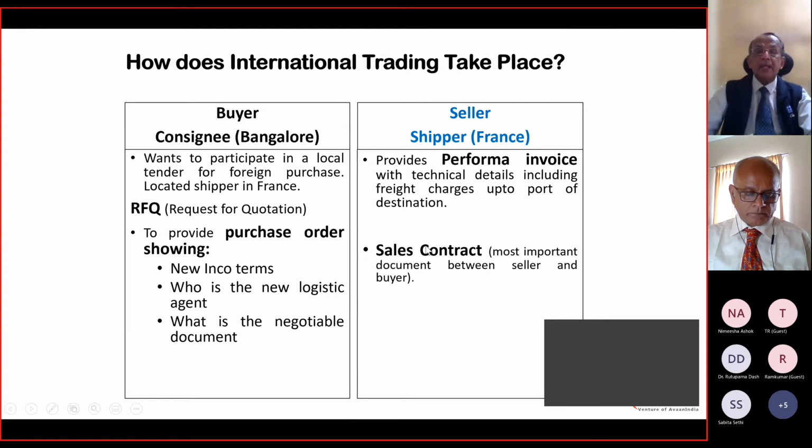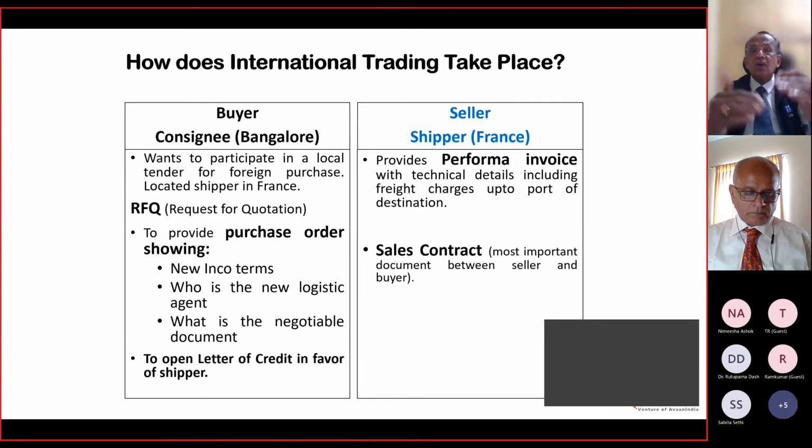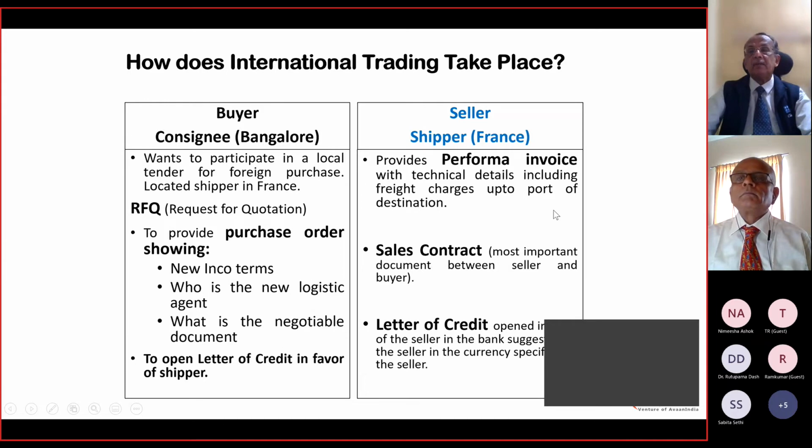Okay, any clarifications you need? Are you clear on this? Once a sales contract is received at the buyer's end, or the purchaser, this is the time he can open the letter of credit. Is the process clear to everybody? It's essential. You have to understand how international trading takes place and what is the importance of the sales contract. Is it clear to everybody what a sales contract is?